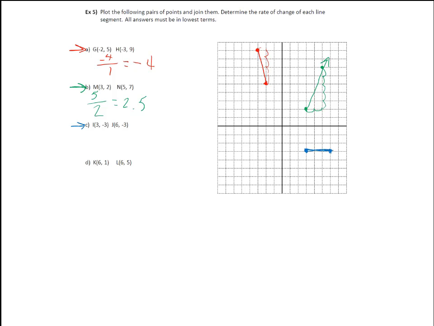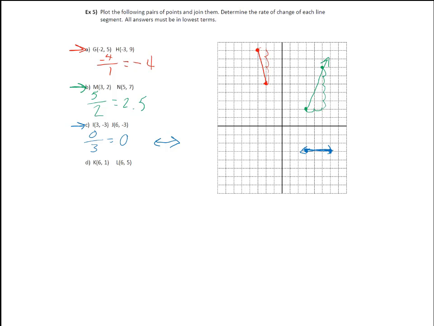And our run is 1, 2, 3. And our rise, well, it doesn't go up at all, so it's 0. 0 over 3, which is just 0. Whenever your rate of change is 0, that means it's a horizontal line. And look at that, it's a horizontal line. It goes from point I to point J, and it doesn't go up or down at all.